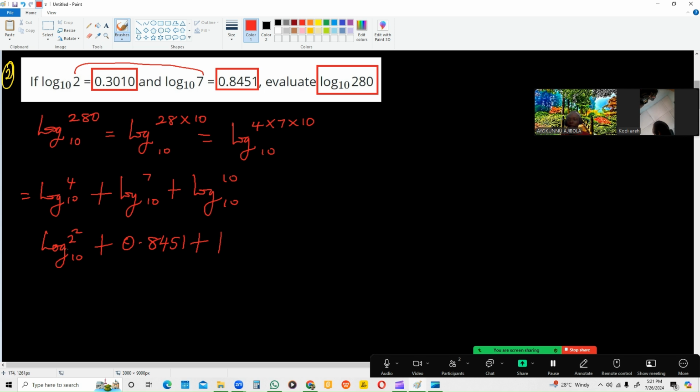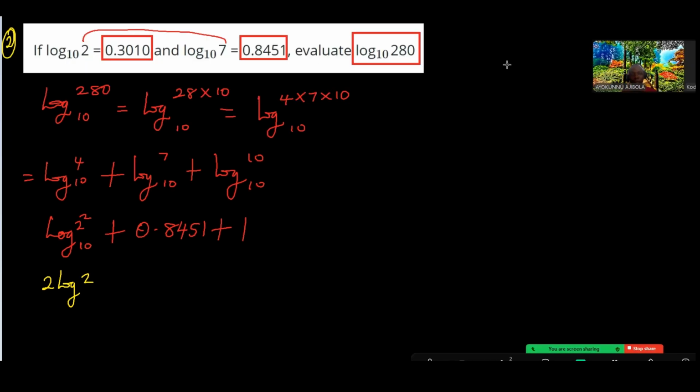Then we have this 2 that can become the coefficient. You remember that too? That we mentioned that any power can become a coefficient. So that will become 2 log 2 base 10, plus the addition of this, which is 1.8451, right? Now, this is 2 times the value we were given.